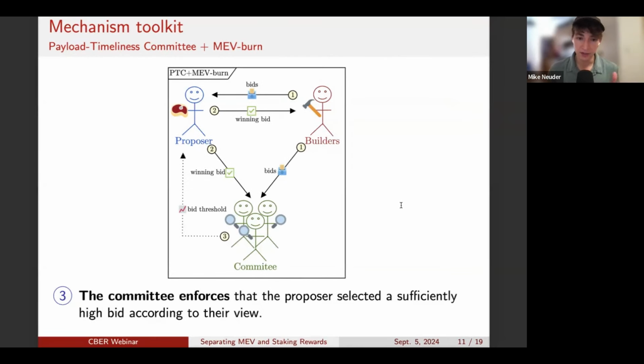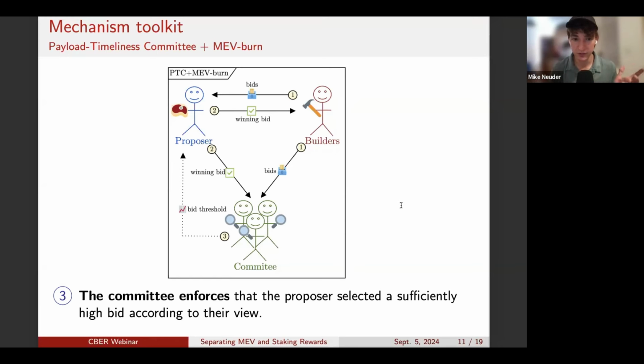Now, an important bit here, I would say the most important for our discussion, is this committee enforcement that the proposer selected a sufficiently high bid according to their view. So what does this mean? Well, the committee sees some set of bids that are coming in, and then eventually they see a bid signed by the proposer. And to make sure that the proposer is honoring this auction and actually taking the highest bid, we're going to enforce that they chose a sufficiently large bid according to our view of the other bids in the pool that the builders were sending to us.